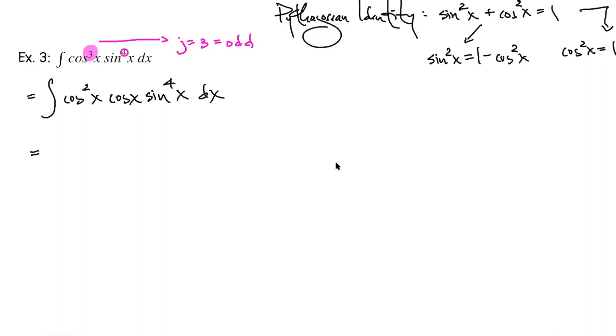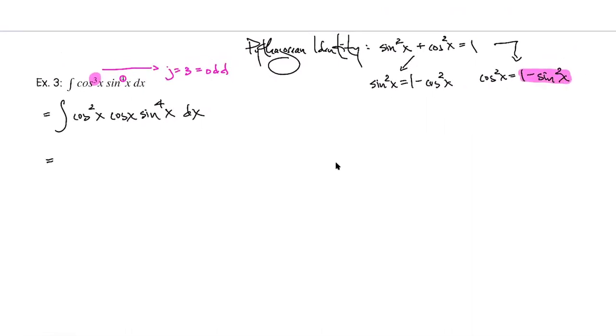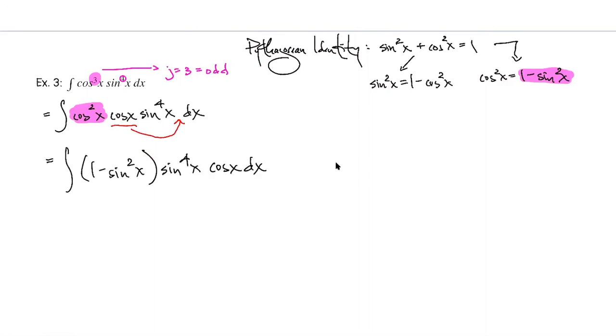Now, what I'm going to do in this next step is I'm going to do a substitution. So I'm going to take 1 minus sine squared x, and I'm going to replace the cosine squared x with the 1 minus sine squared x, okay? The other thing I'm going to do is I'm going to take this cosine x and I'm going to move it to the end. And so when I do that, I will get 1 minus sine squared x, sine to the 4th x, cosine x dx. Okay.